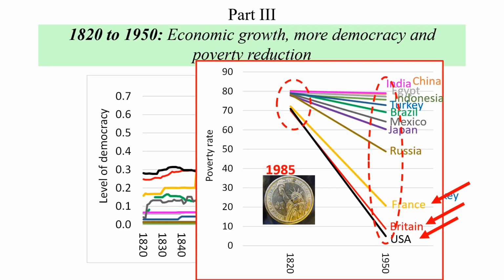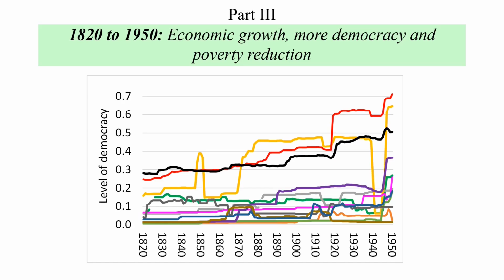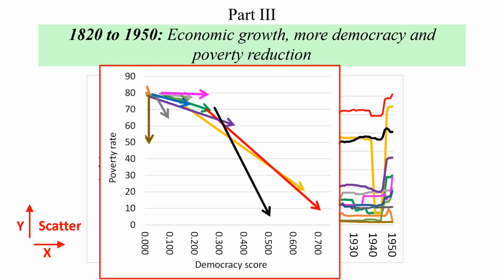But now, is there a graph we can use to show nicely for the 12 countries both the democracy and the poverty trend at the same time? I want to get an idea of how democracy may have helped to reduce poverty. The graph we need is an XY or scatter graph.